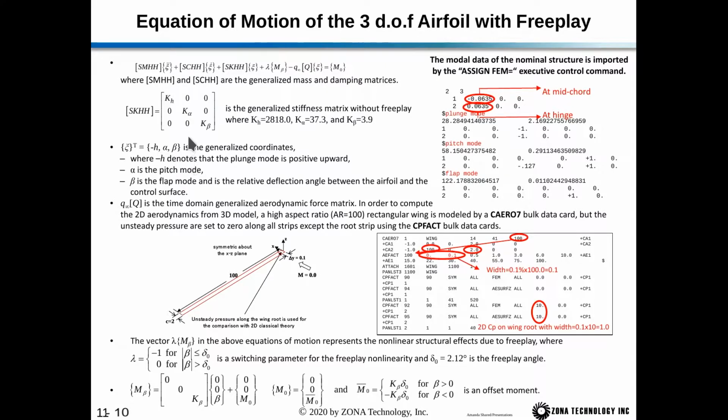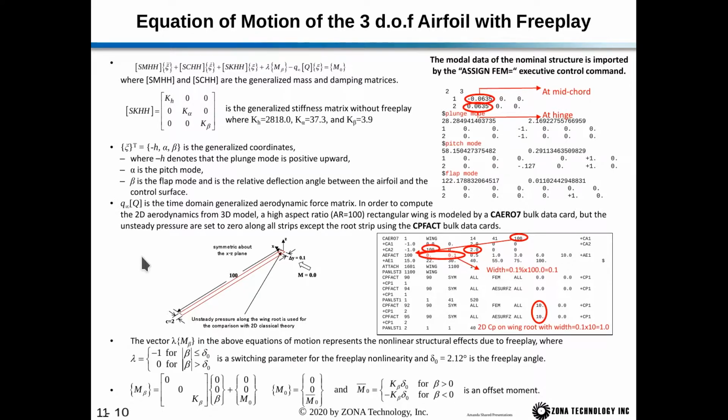These are the generalized coordinates, and that's why in our KHH matrix we have these simple terms, just KH, K alpha, and K beta. So minus H is the plunge mode, where positive is upward, alpha is the pitch mode, and beta is the flap mode, and is the relative deflection angle between the airfoil and the control surface. Q infinity times Q is the time domain generalized aerodynamic force matrix.